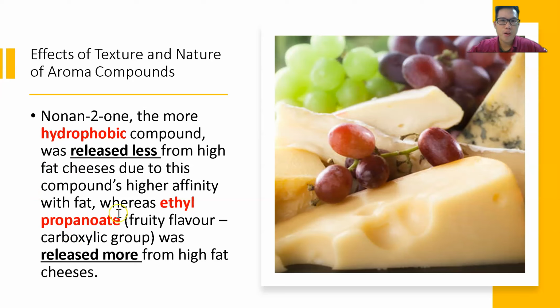Whereas if you compare to the ethyl propanoate, it is more or less hydrophilic, because of the carboxylic group over here. So it was released more from the high-fat cheeses, and so you can perceive more. That's why sometimes with fruity cheese, you can taste a lot of the fruity flavors, and it can actually be used in the high-fat cheese as well. So in high-fat cheese, you incorporate some of the fruity flavors, and then you can perceive a very strong fruity taste of the cheese. There are markets that have this kind of cheese.